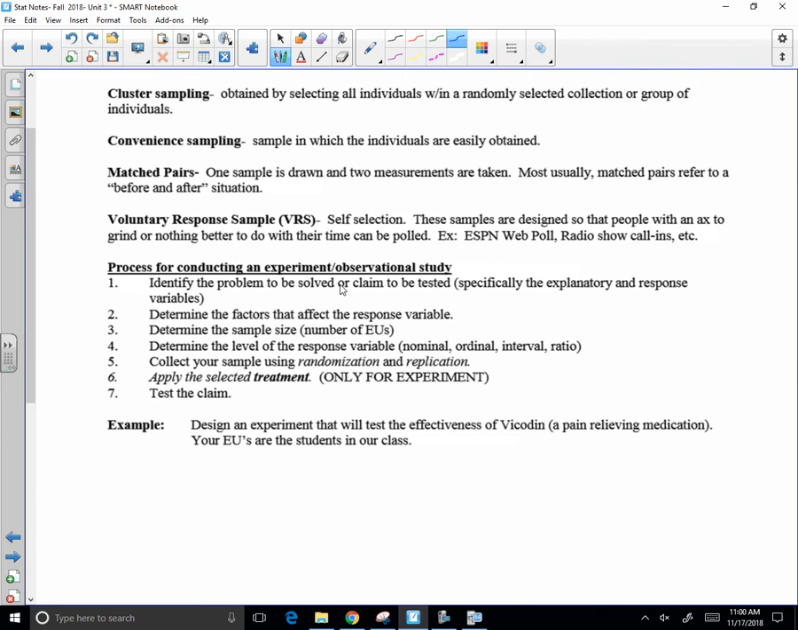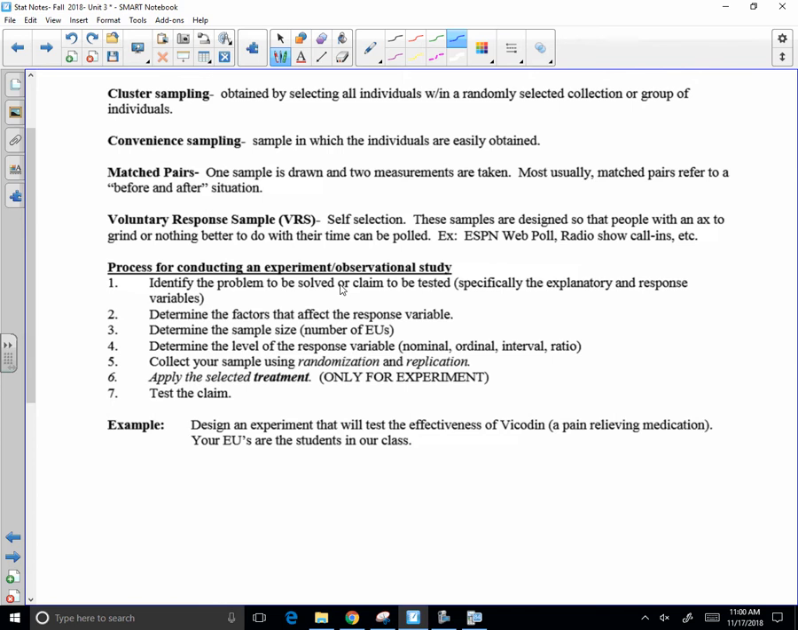One sample is drawn and two measurements are taken, most usually before and after. All right, you see evidence of this on TV commercials all the time. It's the hair growth, weight loss commercials. Like the picture of the guy before the hair growth formula, and the picture of somebody who's completely different afterwards, but it's supposed to be the same person.